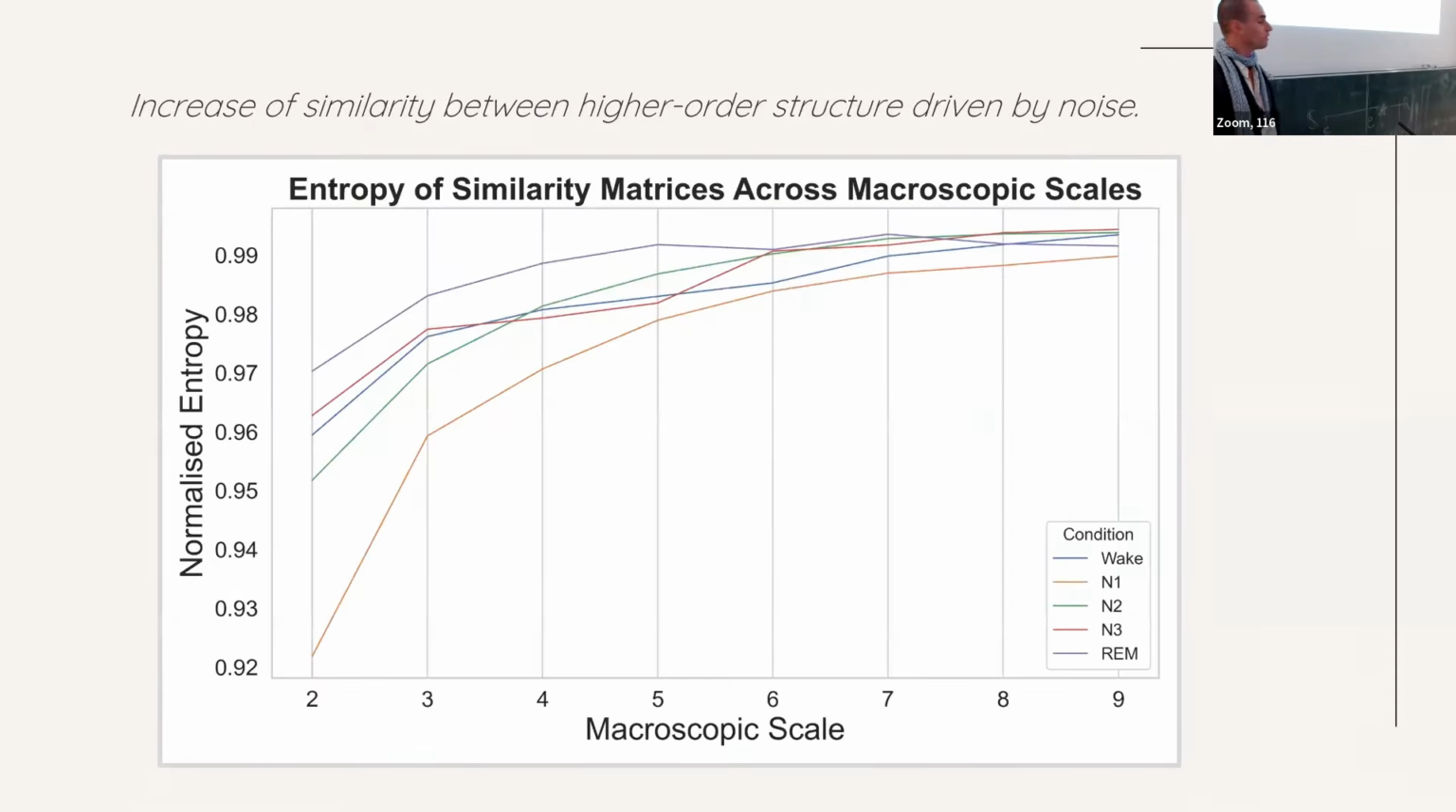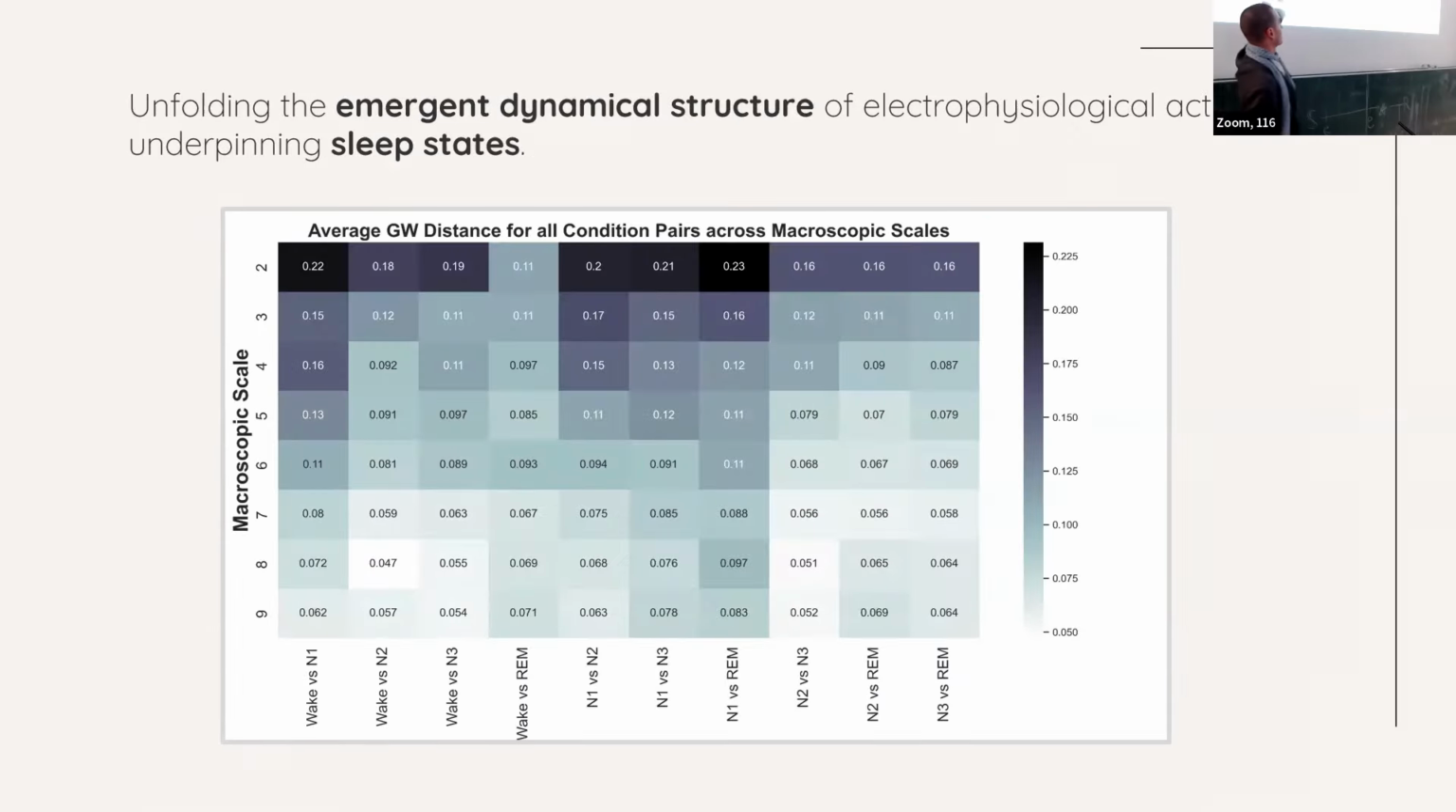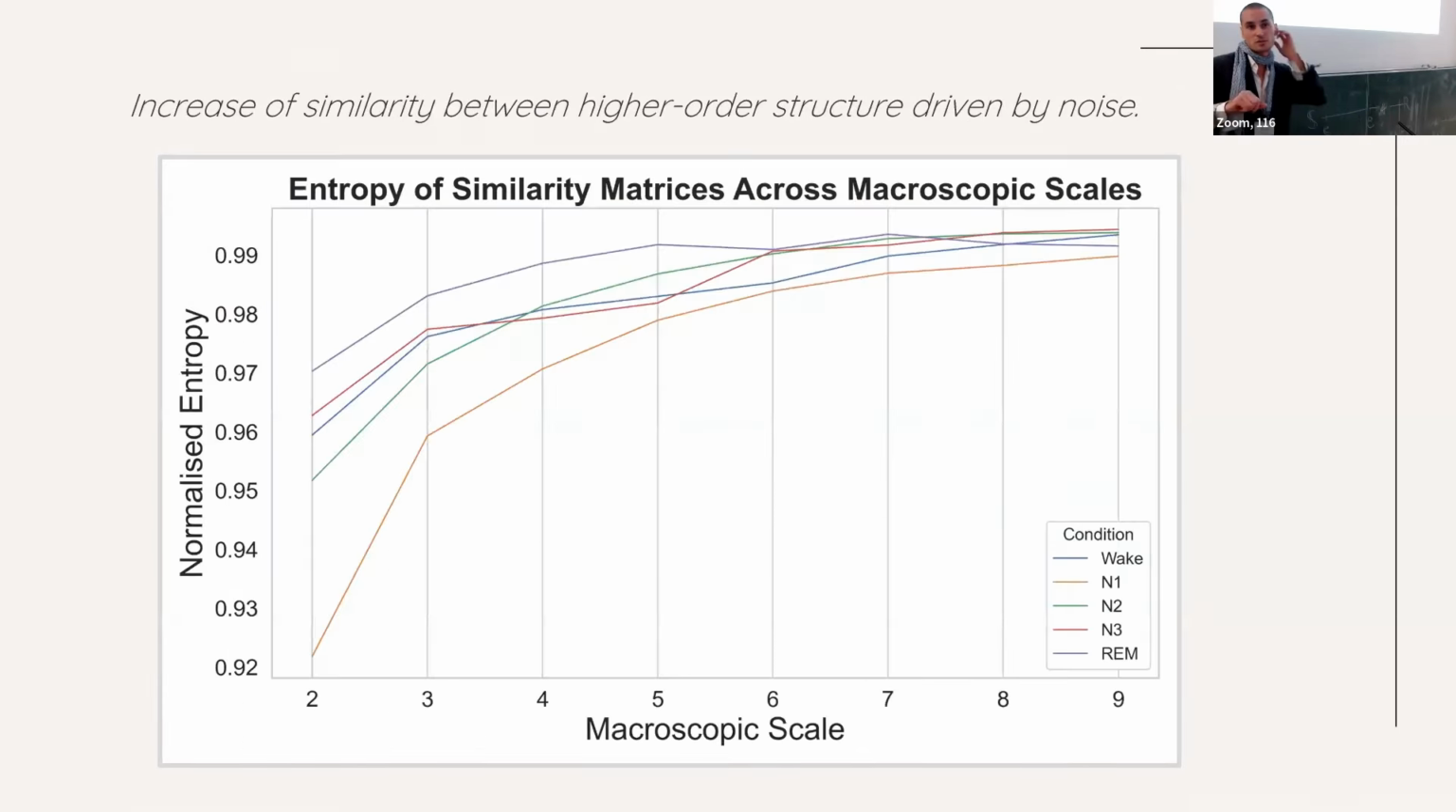Anyway, I also show here at the end that there is an increase of similarity the higher scale you go, and I show here that this increase of similarity is driven by noise as you go higher in the spatial scales.